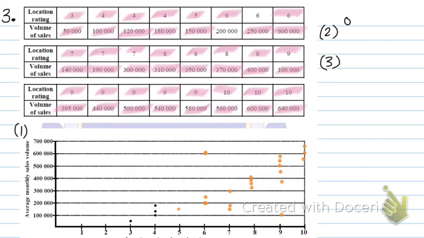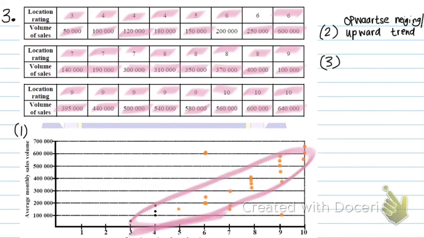Then they ask me to describe the trend of the data. So when I look at this data, I see that the trend goes like that, which means it is an upward trend. I call that an upward trend or a positive trend.